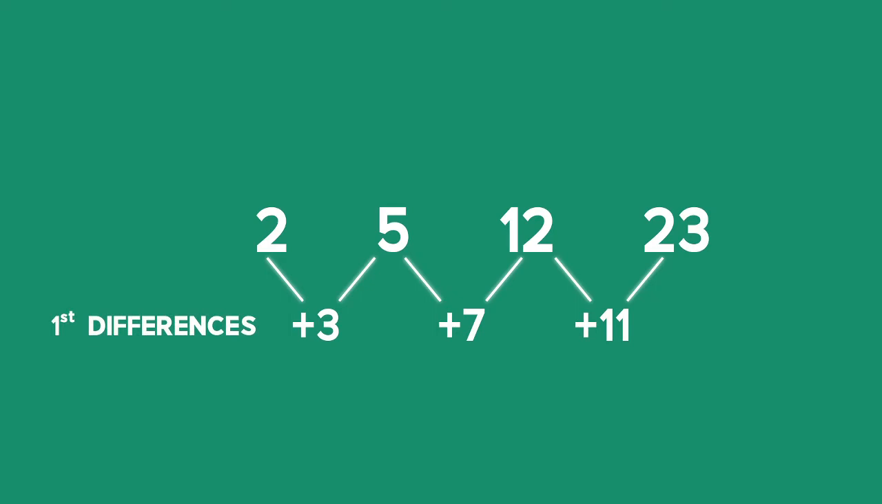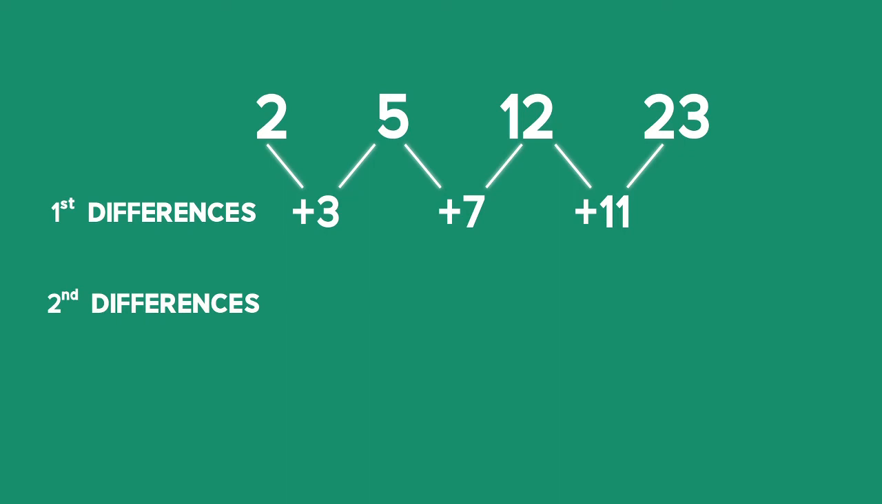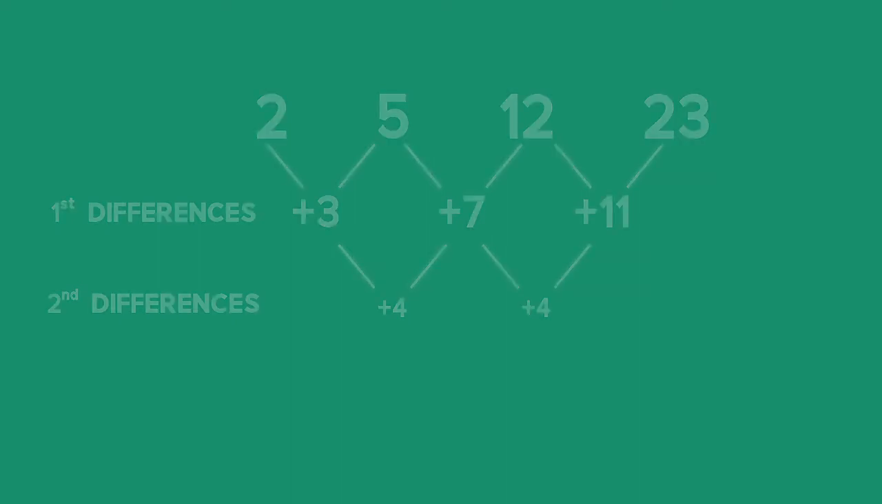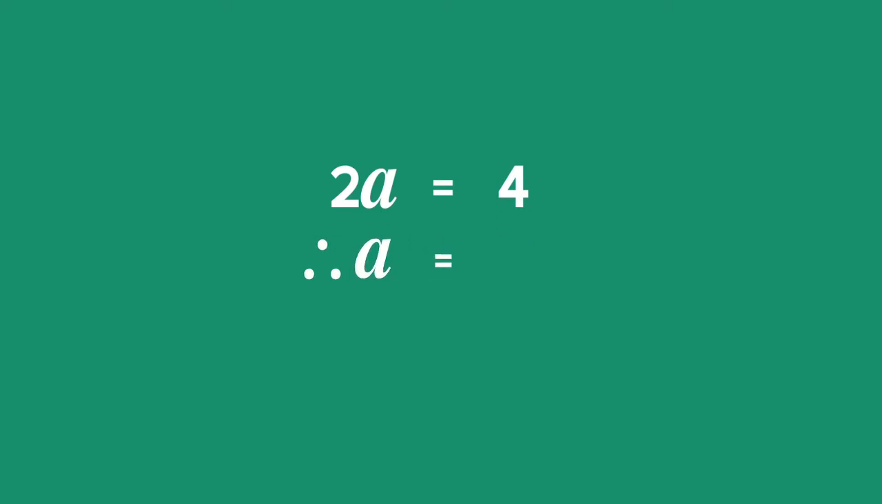Now we see if there is a constant second difference. To get from 3 to 7, we add 4. To get from 7 to 11, we add 4. So our constant second difference has a value of 4. But we know that the constant second difference always has a value of 2a. So we can work out the value of a using the equation 2 times a is equal to 4. Therefore, dividing both sides by 2, a takes on a value of 2.